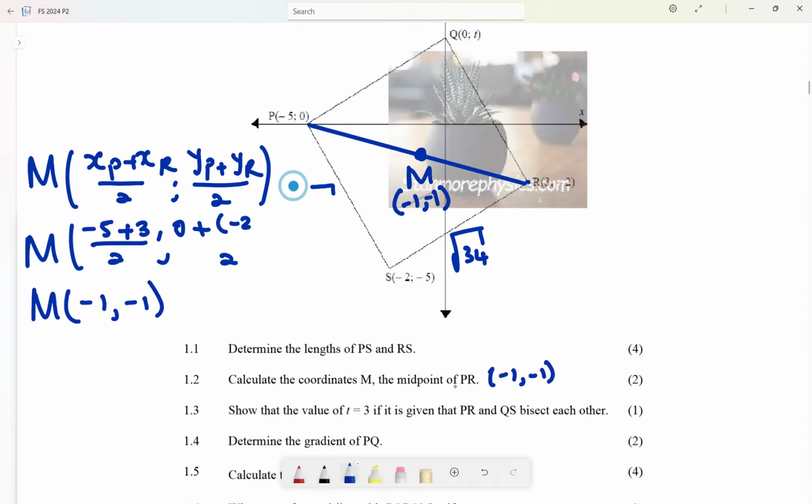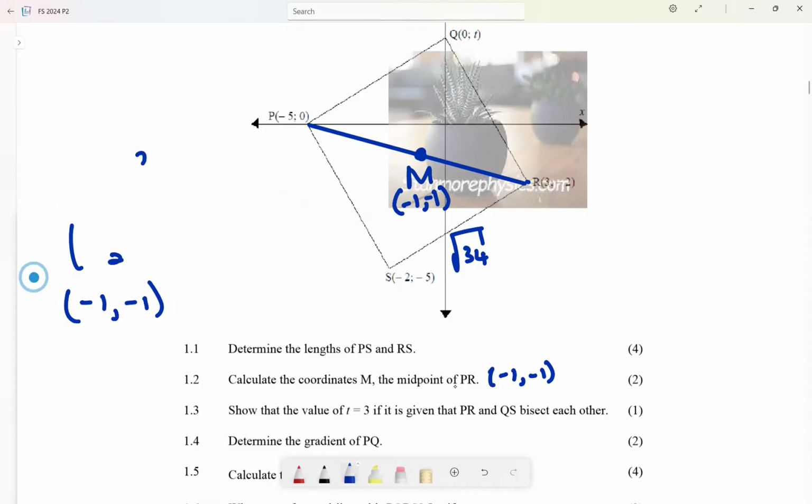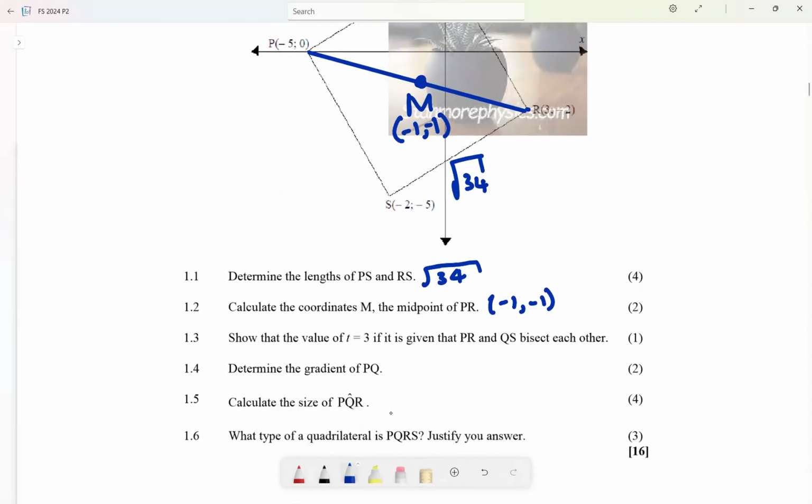All right, so far you've been doing easy stuff. This is just you knowing how to substitute into your equation. Cool. Show that the value of t is equal to 3 if it is given that PR and QS bisect.